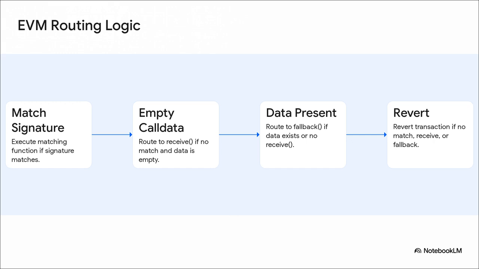Step 2, there's no match. Okay, is the calldata totally empty? And does this contract have a receive function? If yes, route it straight to receive.